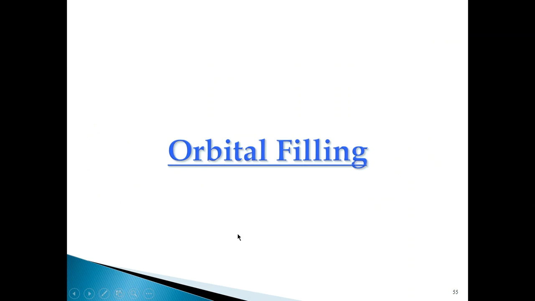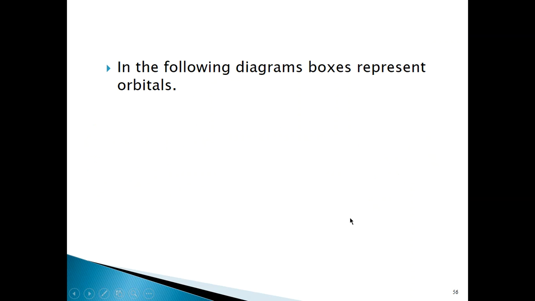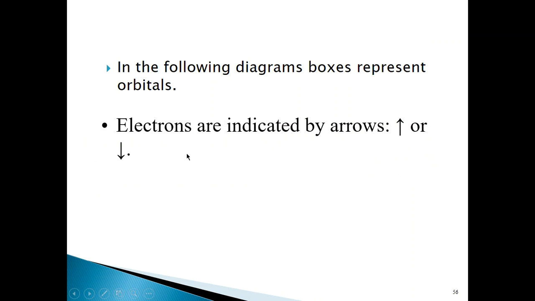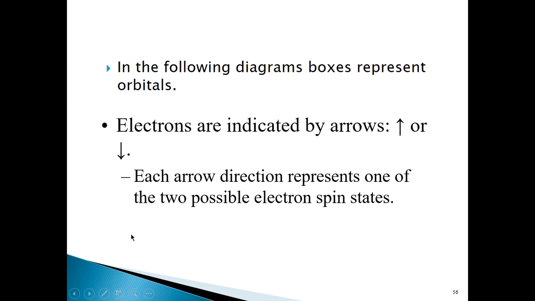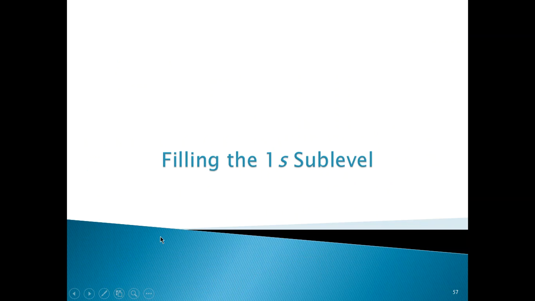So now we're going to get into the exercise of how the electrons are assigned. What we're going to do is use boxes to represent the orbitals, and we're going to use arrows to represent the electrons spinning in one direction or another. So each direction shows the possible direction of spin for the electrons.